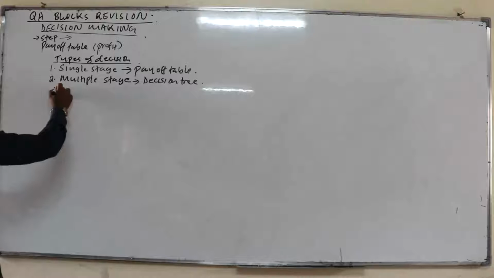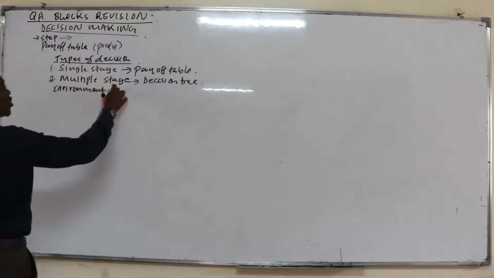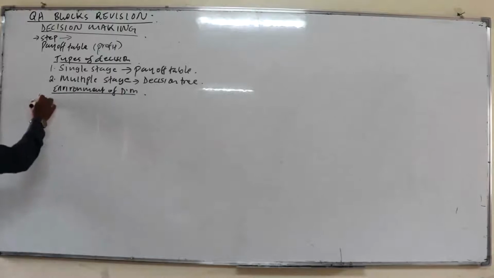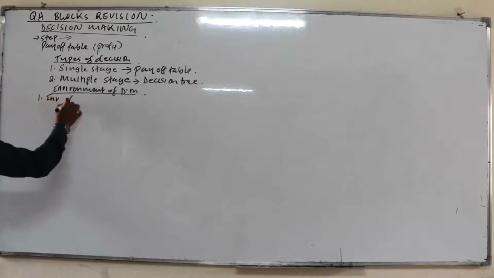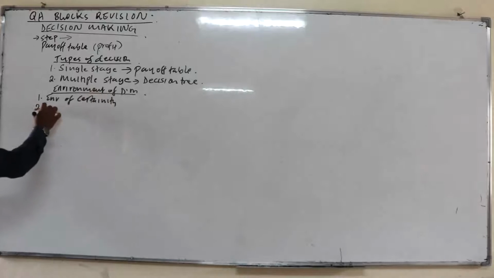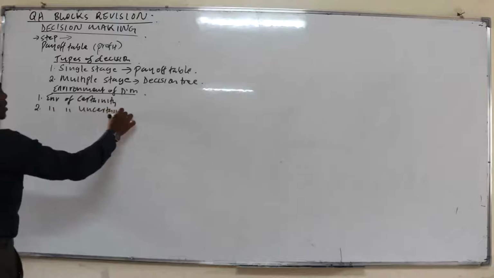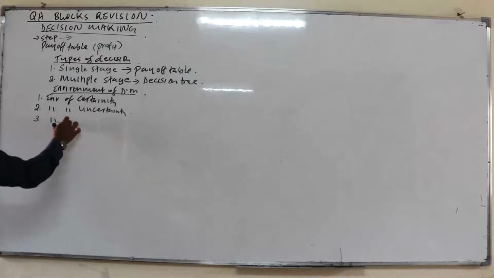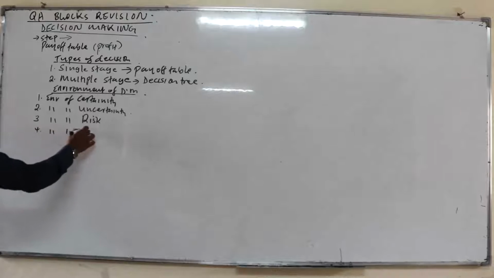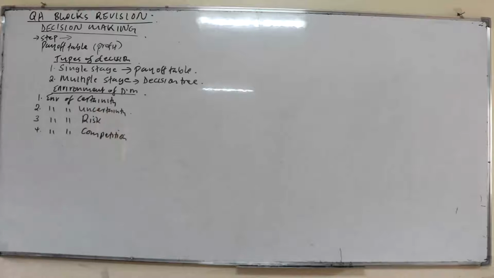Then we also looked at the environment of decision making. We have four major environments. One was the environment of certainty. Then we have the environment of uncertainty. Then the environment of risk. And also the environment of competition. So those were the environments in decision making.